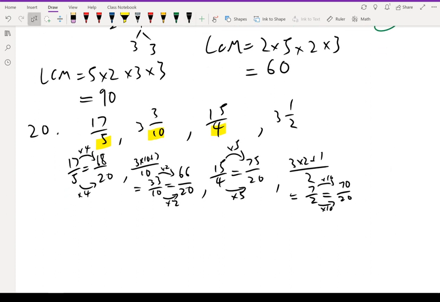And then lastly, we compare these numerators to see which one is the least. The smallest one is 66 out of 20. So I'm going to write in the original form 3 and 3 over 10. That's the smallest one. And then next is 68 out of 20. So that's 17 over 5. And then the next one is 70 over 20, which is 3.5. And then lastly, the biggest one is 15 over 4. Okay, so that's question 20.